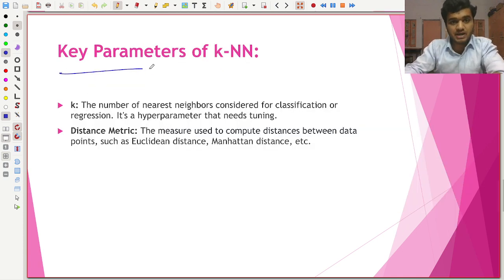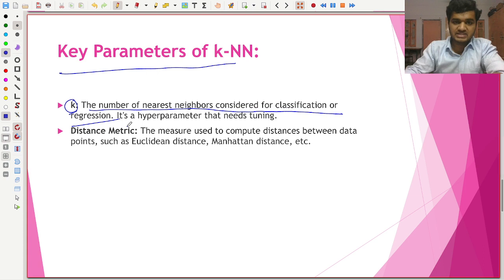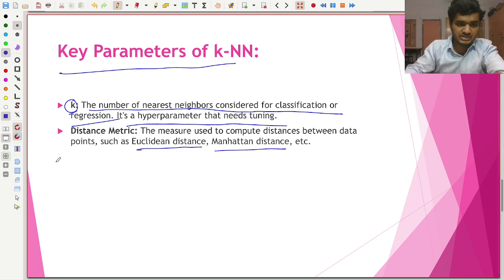So then key parameters of KNN. Okay, so the first one is the K. So here K is the number of nearest neighbors considered for classification or regression. It is a hyperparameter that needs tuning. We'll discuss then distance metric, used to compute distance between data points, such as Euclidean distance and Manhattan distance. Here you see what is Euclidean distance.